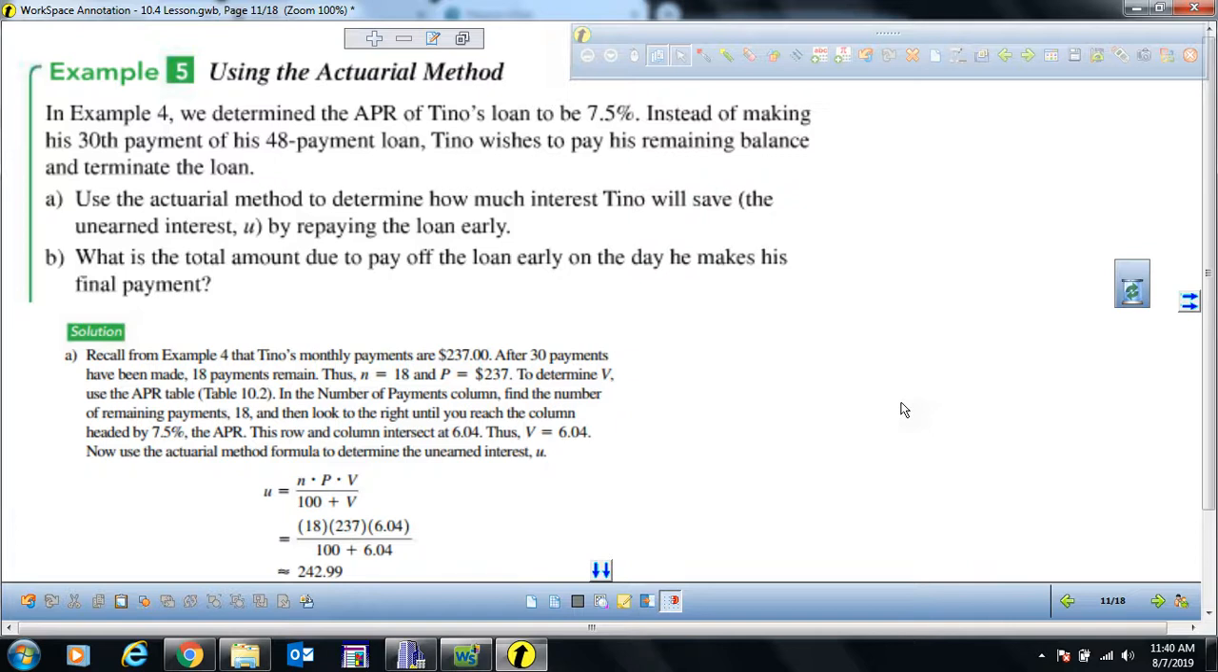So letter A says, use the actuarial method to determine how much interest Tino will save, the unearned interest U, by repaying the loan early.